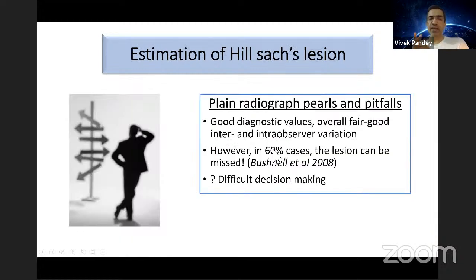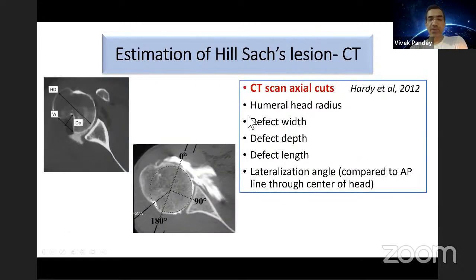So in summary, there are many radiographic methods, many indices which have come up in the last 15 to 20 years. I have skipped at least 4 or 5, because I didn't find any reason to discuss them, as it's going to take time. They have very good diagnostic value. You can figure out that yes, there is a Hill-Sachs lesion. Overall, just fair to good inter- and intra-observer agreement. However, in one study, Bushnell said in 60% of cases, actually you can miss it. Problem is, you do all these fancy X-rays, but you can't make a decision. Then why worry about these X-rays? And hence, most of the people have stuck to one simple AP X-ray in the assessment of Hill-Sachs, or maybe just no one wants to actually assess the Hill-Sachs lesion on X-ray.